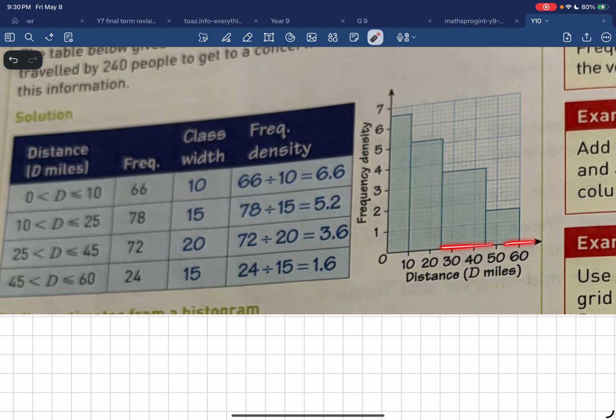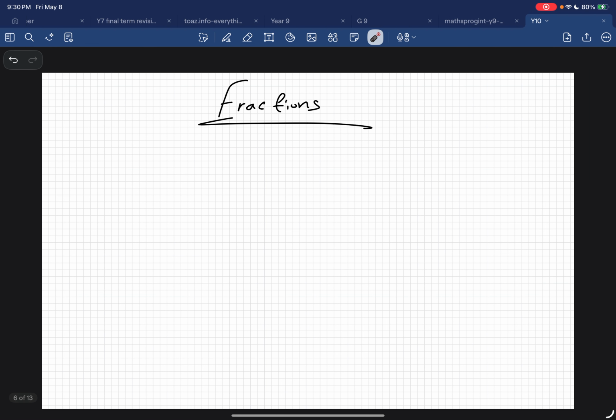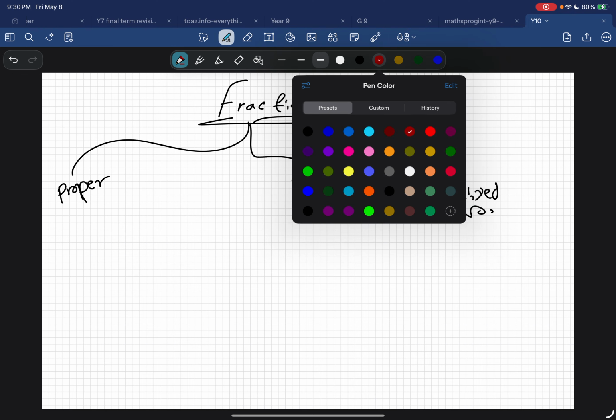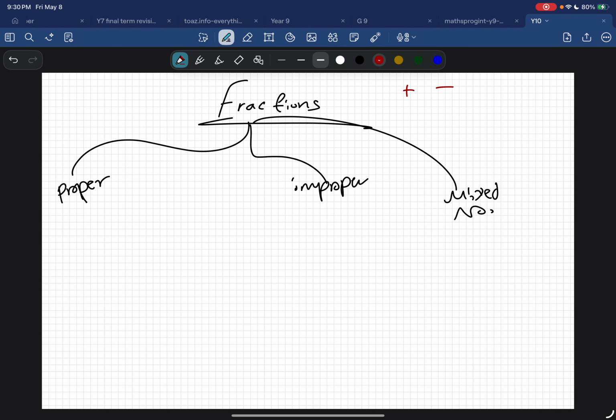And so on. And that's for the histograms. Fractions are very important, guys. We have three types of fractions: the proper fractions, the improper fractions, and the mixed fractions or mixed numbers. And we're going to apply calculations on these. We're going to add, subtract, multiply, and divide.